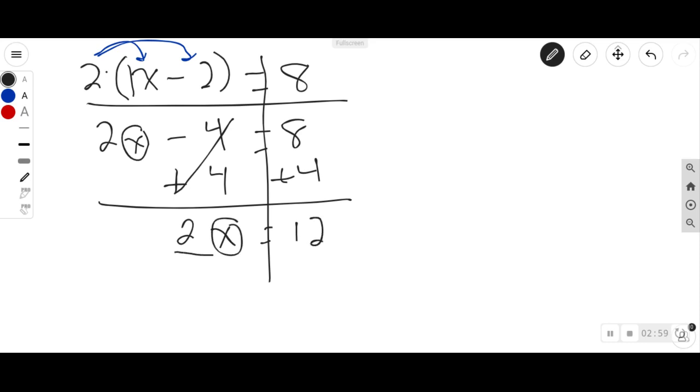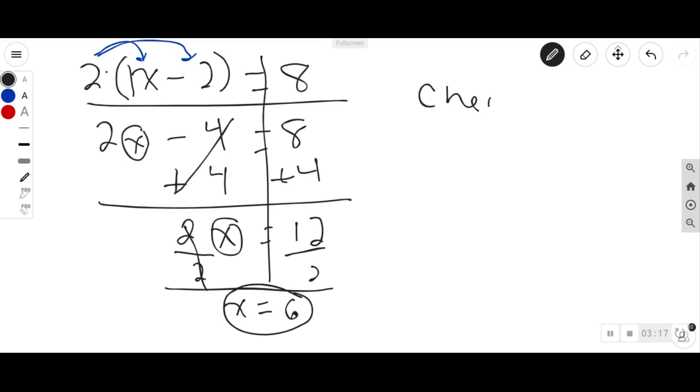Now to get rid of the 2, it's a times, so I divide both sides by 2, and I get 12 divided by 2 is 6. So there's my answer. Now I need to make certain that it's also a solution. So I'm going to check it. Remember, what I do is I'm going to write the original problem the way it was. Don't write it in any way you changed it. I'm going to replace the x with my answer of 6. And my goal is to see if I get the same thing on each side.